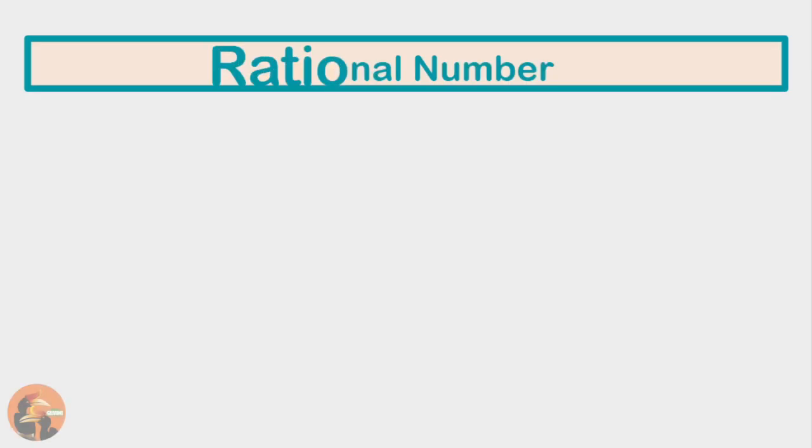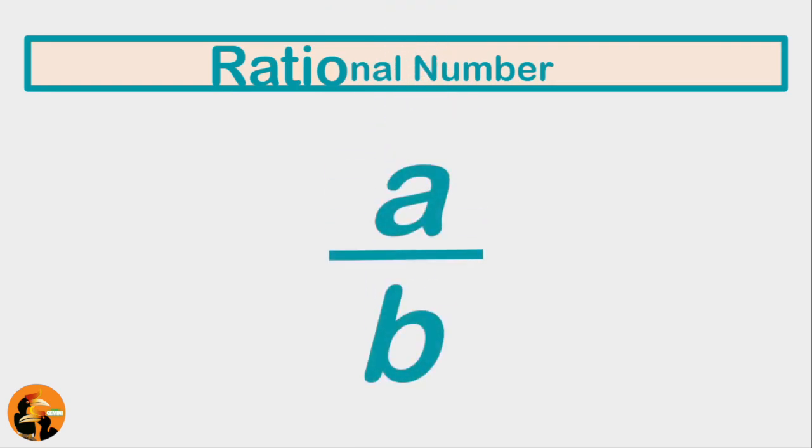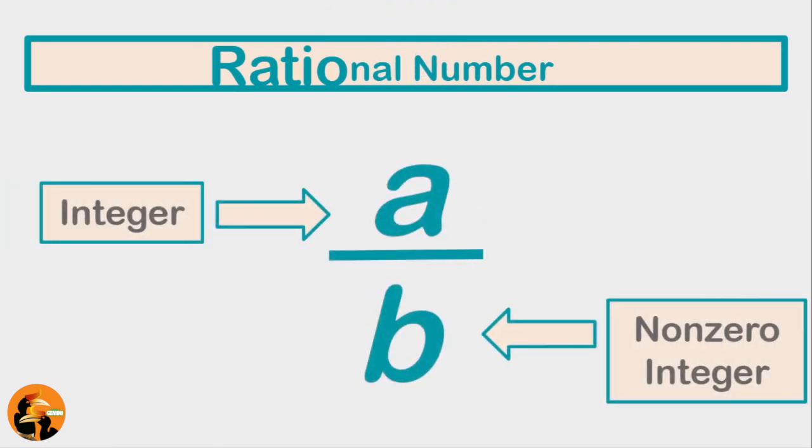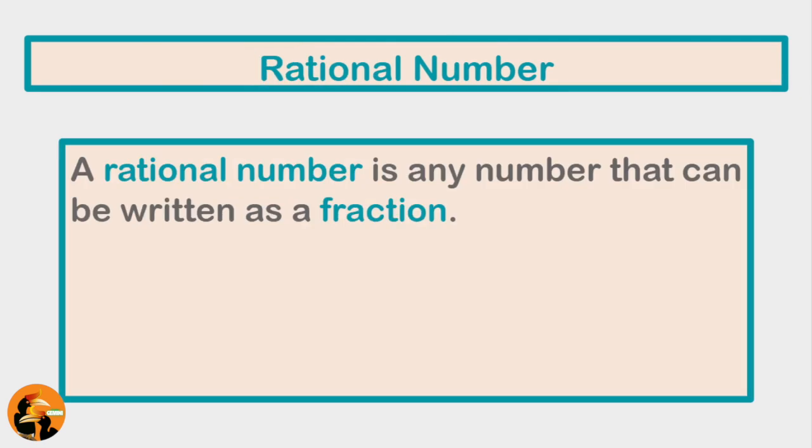Notice that the word ratio is in the word rational. A rational number is any number that can be written as a ratio of two integers, such as a over b, where b is not 0. Another way to say this is that a rational number is any number which can be written as a fraction.